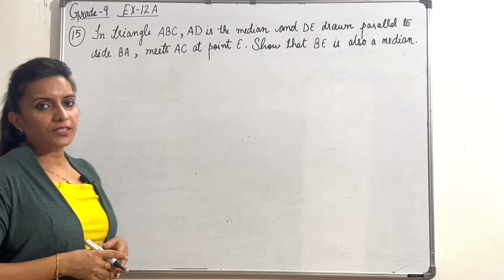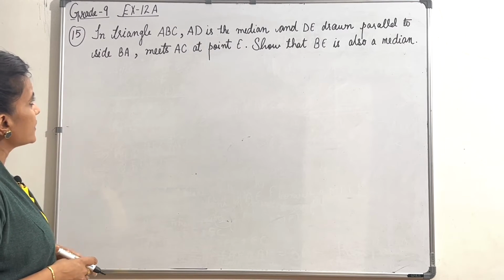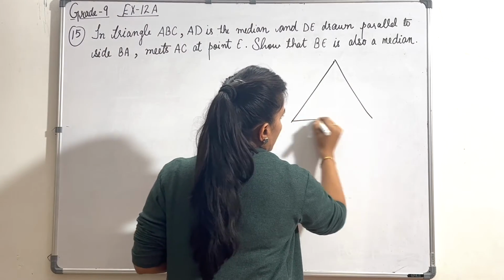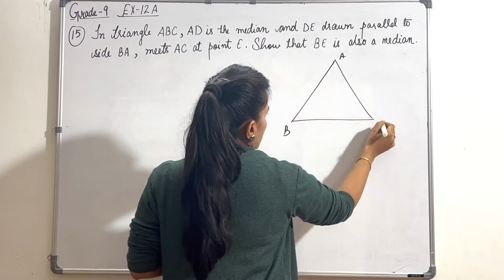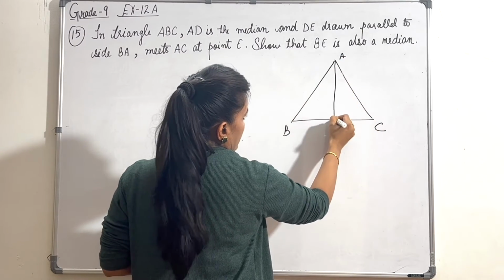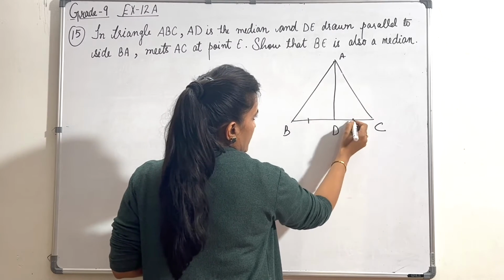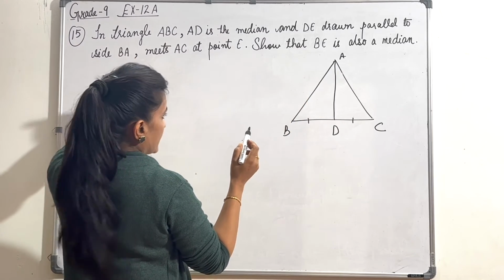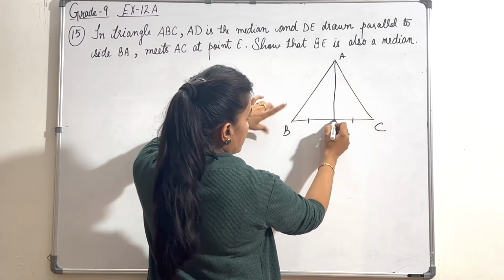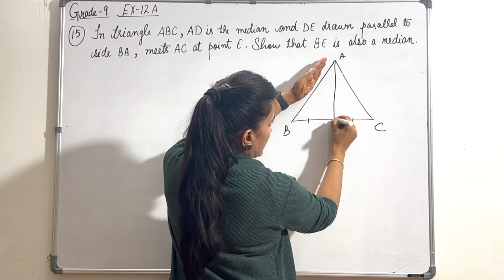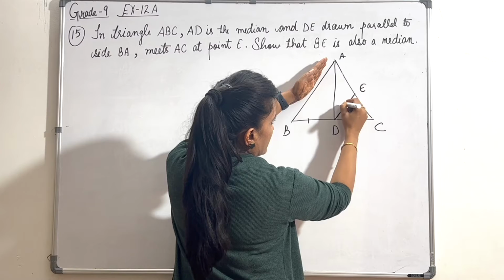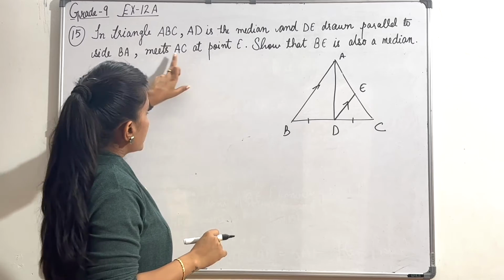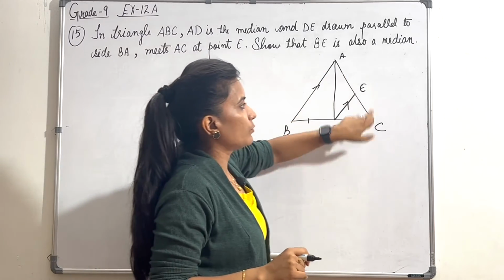This question is very simple. So this question says in triangle ABC, AD is the median. Okay, so let's take triangle ABC. So here AD is the median. It means BD is equal to DC. And DE drawn parallel to side BA. It means you will draw like this. This is DE drawn parallel to side BA. Correct? Meets AC at point E.